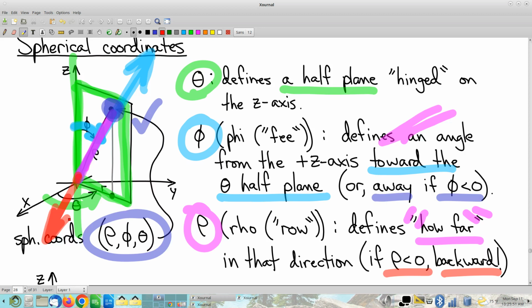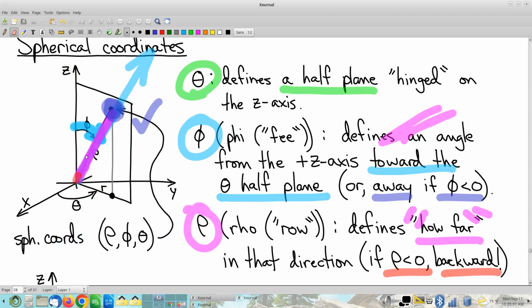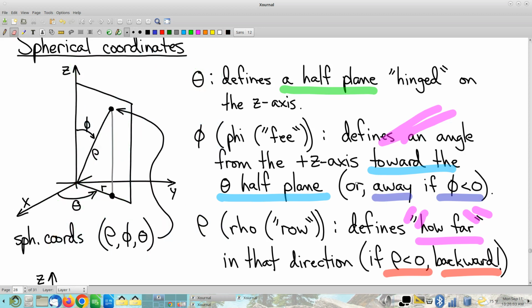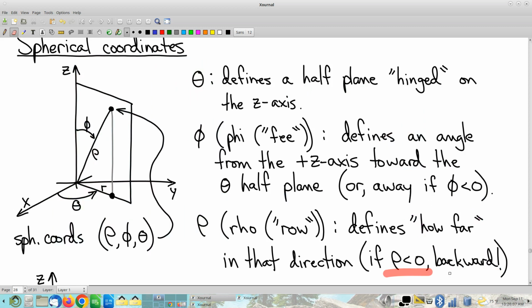And any of these coordinates could be positive or negative, and these are the conventions. Okay. All right. So now, how do we relate these to rectangular coordinates? There's a picture that we can draw, and let me scroll down here once I clean up my mess.